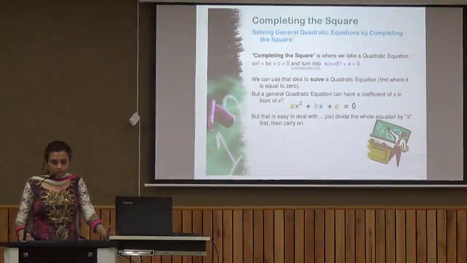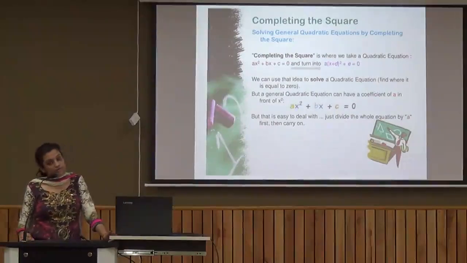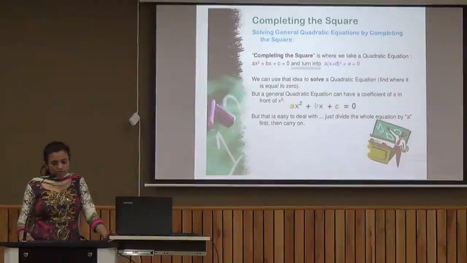I'll just discuss one particular trick wherein we can use that idea to solve a quadratic equation, find where it is equal to 0. But a general quadratic equation can have a coefficient of a in front of x squared, that is ax squared plus bx plus c equal to 0. But that is easy to deal with. Just divide the whole equation by a first and then carry on.